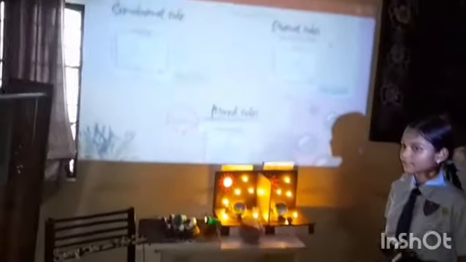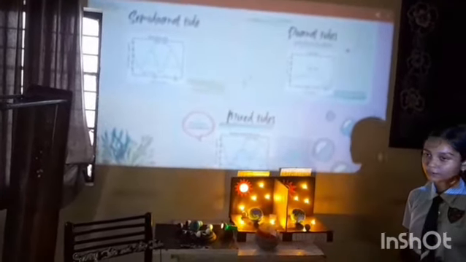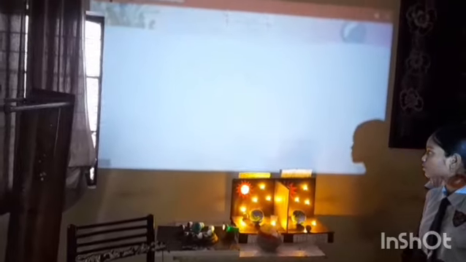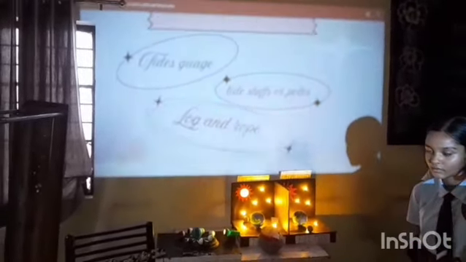So these were the types of tides. But do you know how tides are measured? Let me tell you. Tides are measured by different instruments like the tide gauge. A tide gauge is an instrument used for measuring the change in sea level.